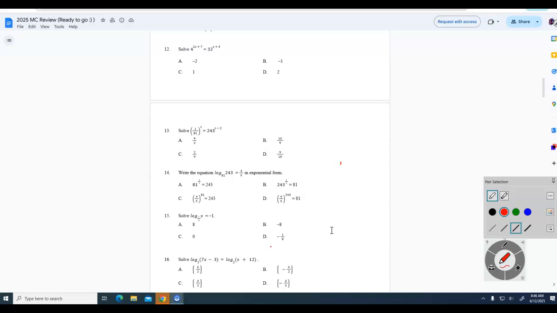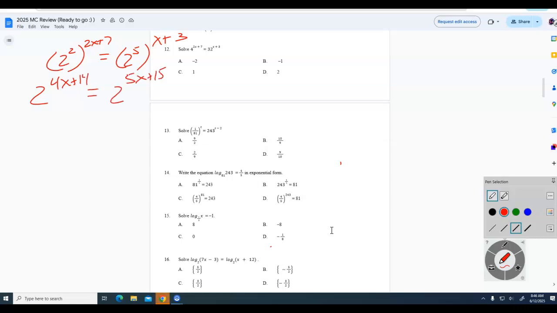Okay, here we need similar bases. 2 squared to the 2x plus 7 equals 2 to the 5th to the, I believe it says x plus 1, but it's hard to read. X plus 3. Thank you. All right, so this becomes 2 to the 4x plus 14 equals 2 to the 5x plus 15. Once I get to the same base, we're just setting the exponents equal to each other. 4x plus 14 equals 5x plus 15.